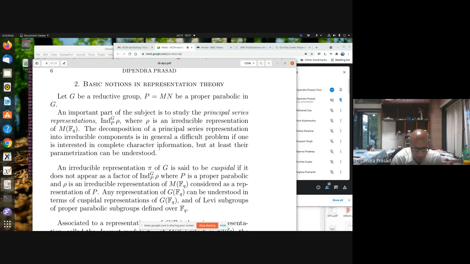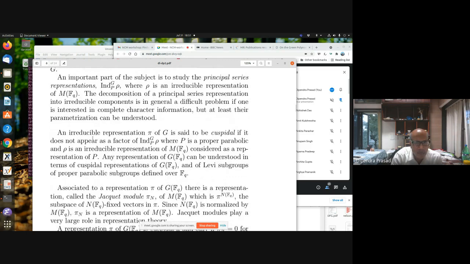Then there is this basic definition: an irreducible representation π of G(F_q) is said to be cuspidal if it does not appear as a factor of any of these induced representations. So take P to be a proper parabolic, ρ an irreducible representation of the Levi, and do this parabolic induction. Representations which arise in this process could be called principal series, and those which don't arise by this process are called cuspidal.